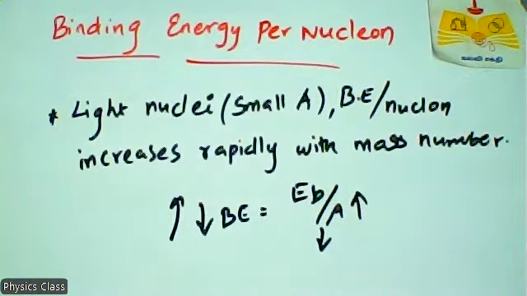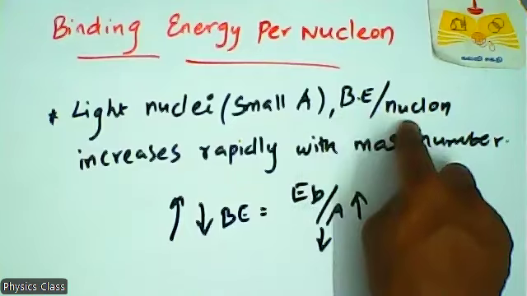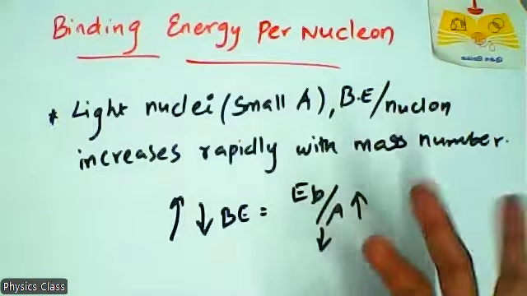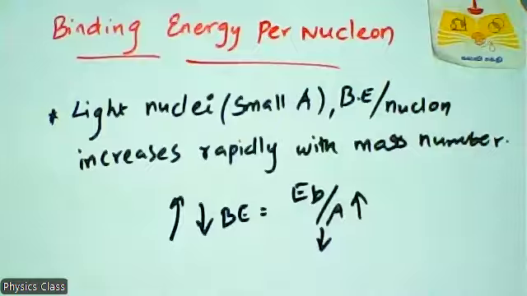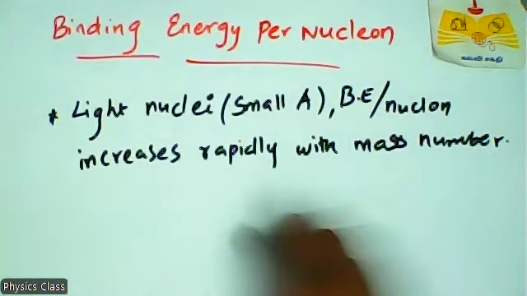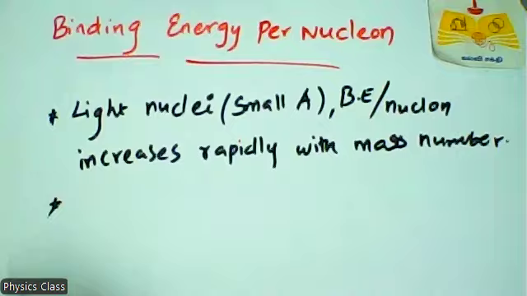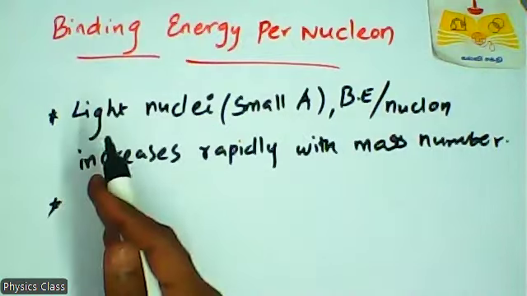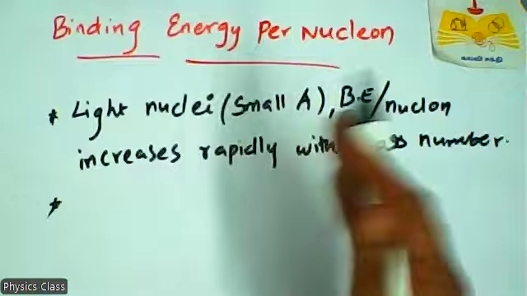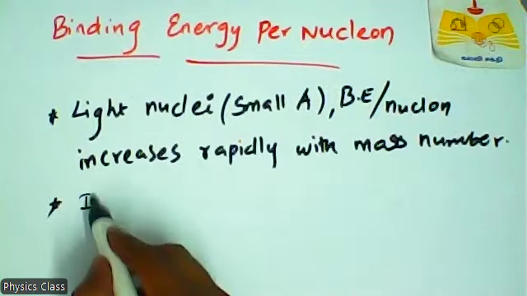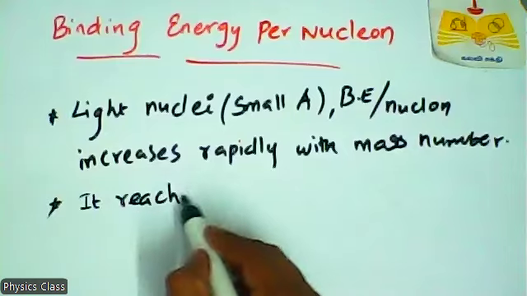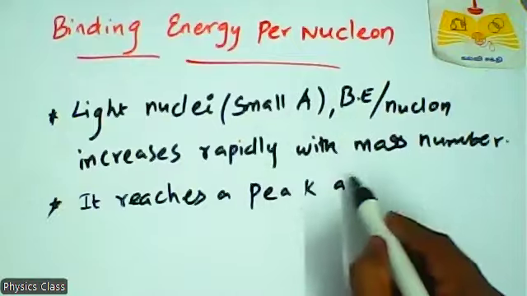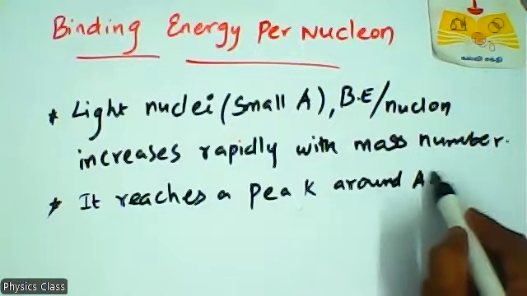So that's why I'm saying that binding energy per nucleon increases rapidly with the mass number, because small A means high binding energy or increasing binding energy. Right? Then, as the mass number increases in the periodic table, already you know that, the binding energy decreases. So it reaches a peak around A is equal to 56.